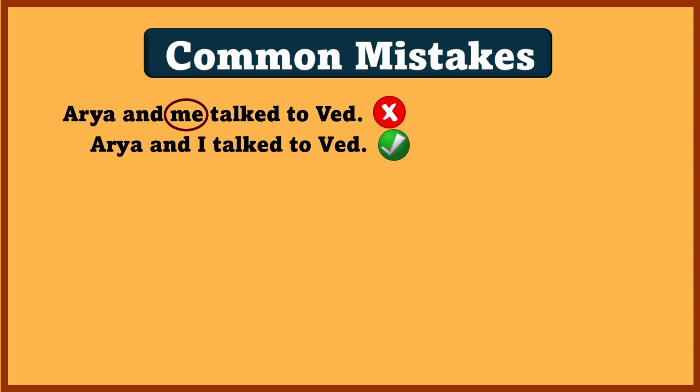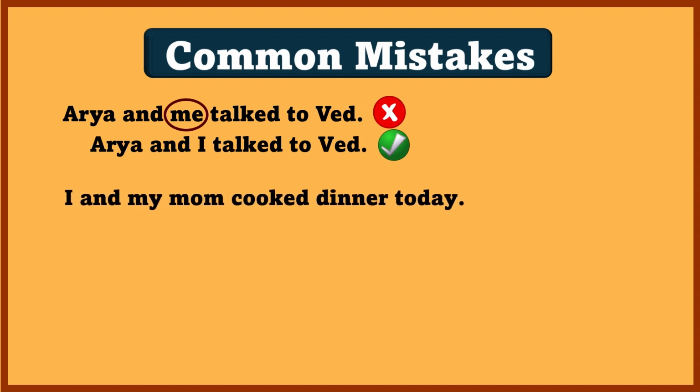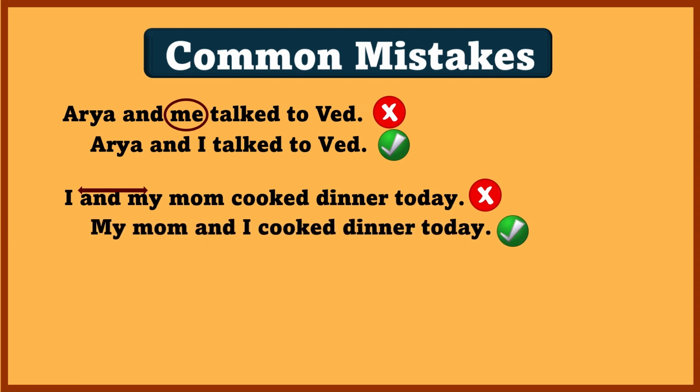Let's look at another example. I and my mom cooked dinner today. Is this correct? No. We have to change the order of the subject. Remember, we always put other people before us. So the correct sentence would be my mom and I cooked dinner today.